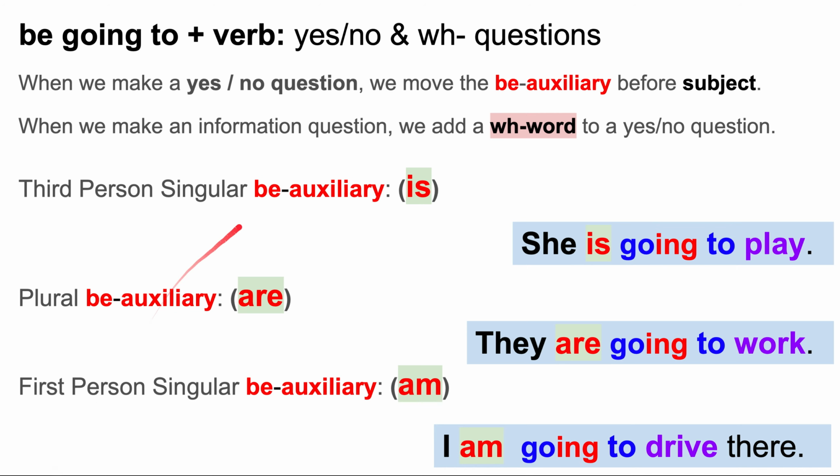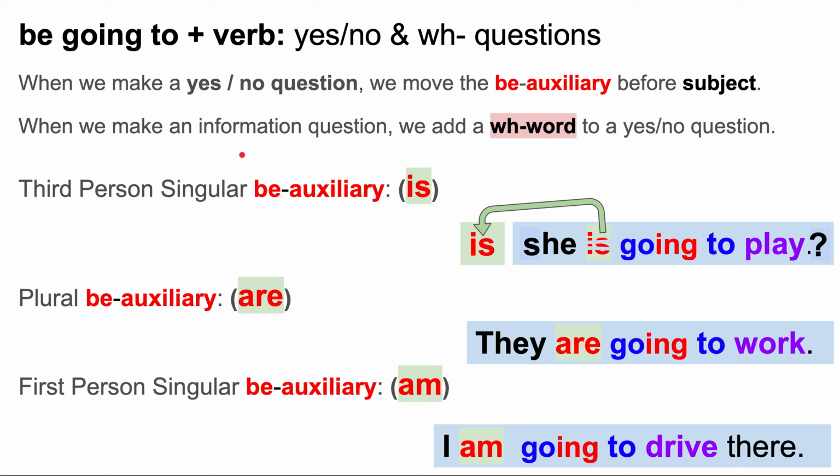Okay, so let's study now how to make yes-no questions and WH questions. When we make yes-no questions, we move the be auxiliary before the subject. For example, she is going to play. Here the be auxiliary is is. So, yes-no question. Is she going to play? Here we move the be auxiliary is before the subject she. So, is she going to play?